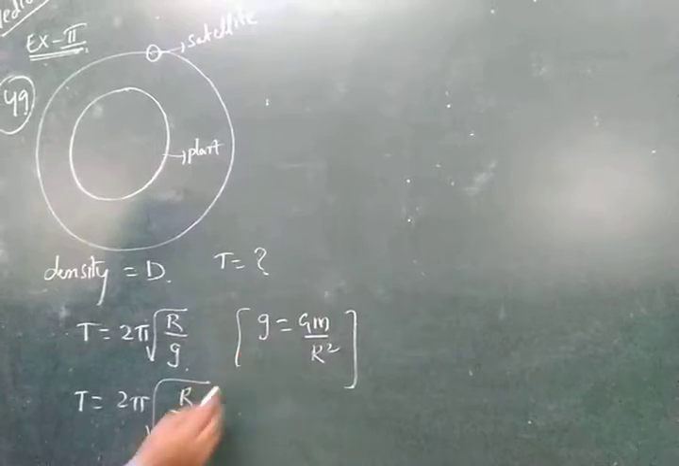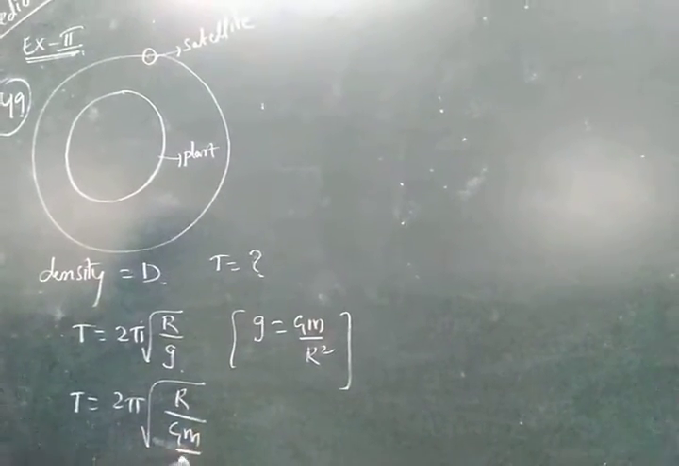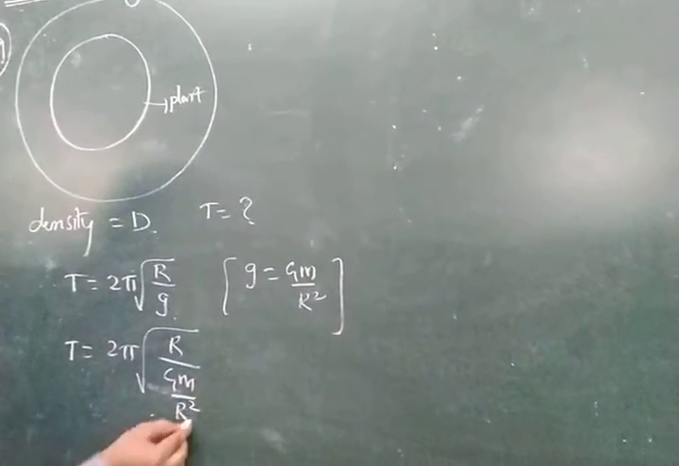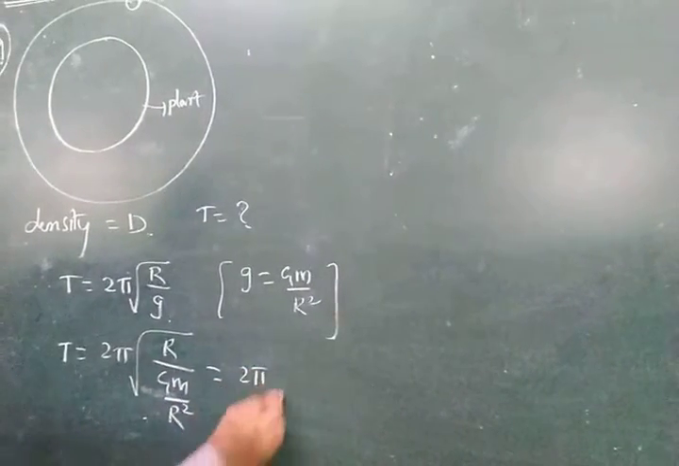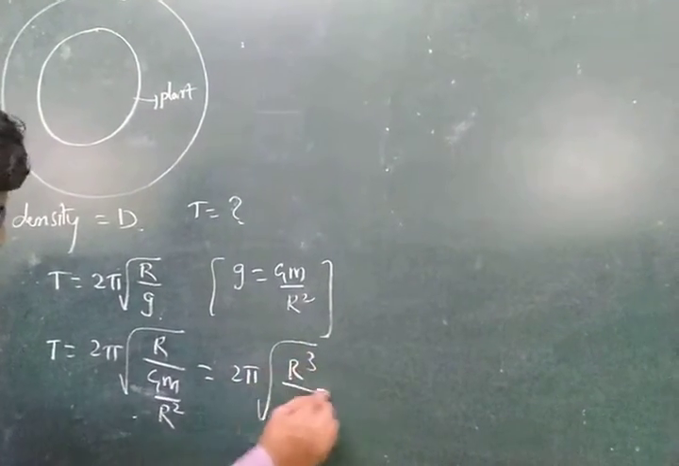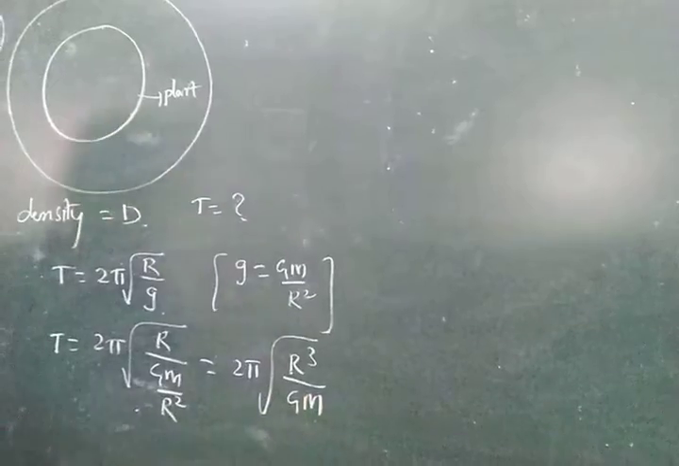Now we can substitute here: T is equal to 2 pi into the square root of R by g, which is R by GM by R square. The R square in the denominator goes to the numerator. There is 2 pi into the square root of R cube by GM, where M is the mass.